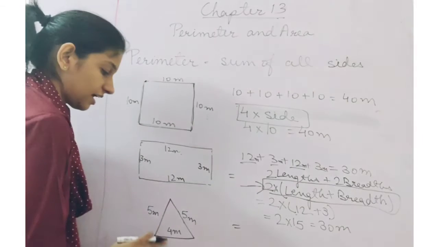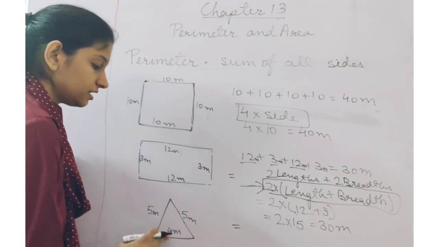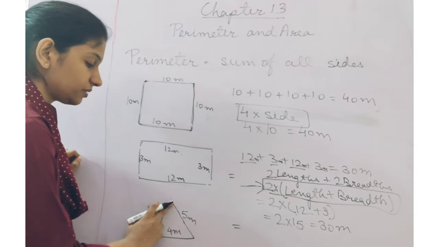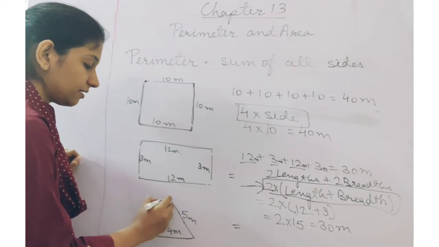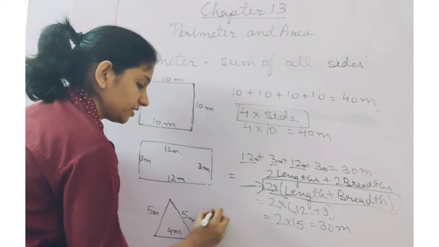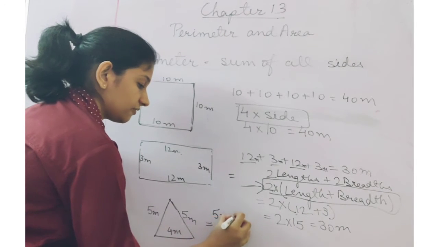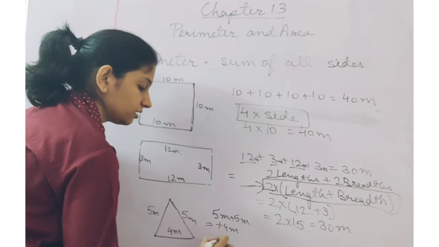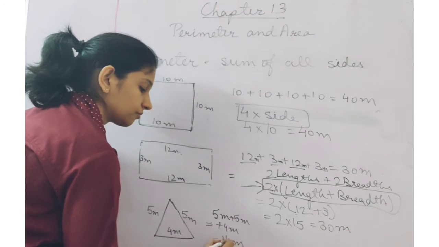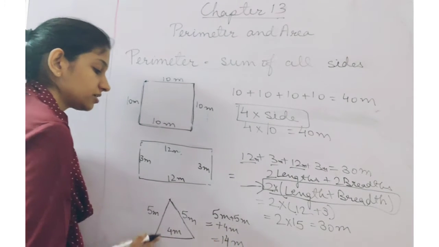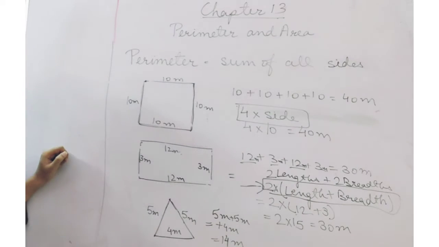Now when we talk about the triangle, this triangle has two sides similar and one is different. So we can just add them up. 5 plus 5 will be 10 and 10 plus 4 will be 14. So the perimeter will be 5 meter plus 5 meter plus 4 meter. That is 14 meter. Okay. So similarly in irregular shapes also you can just add the sides and find the perimeter.